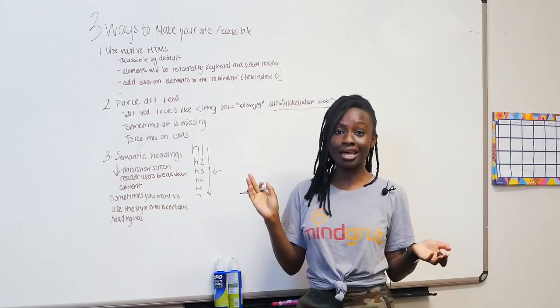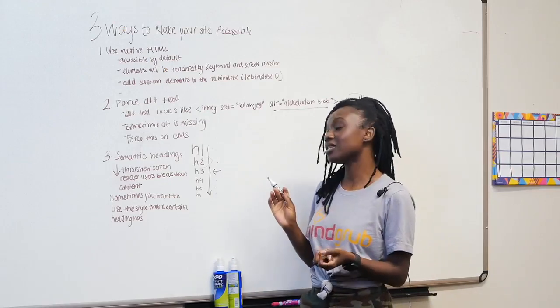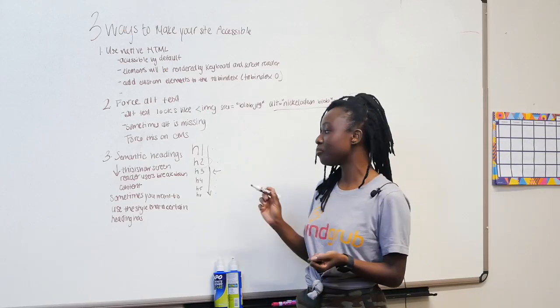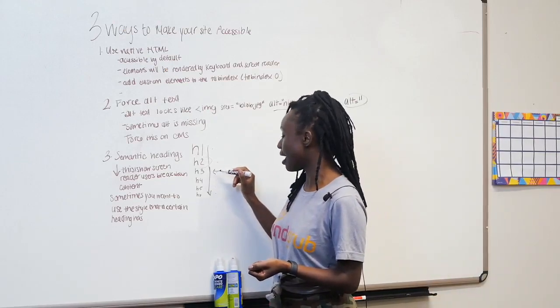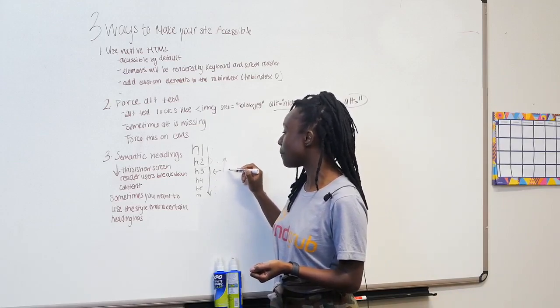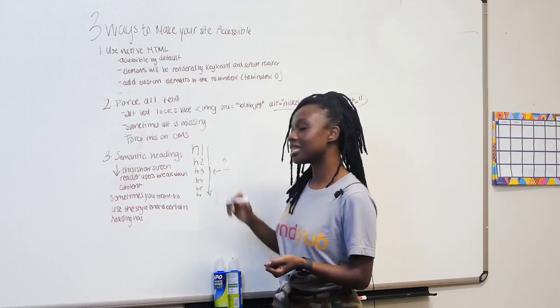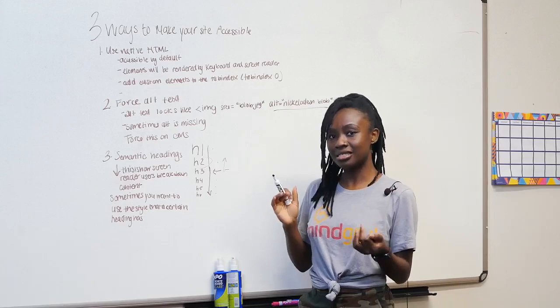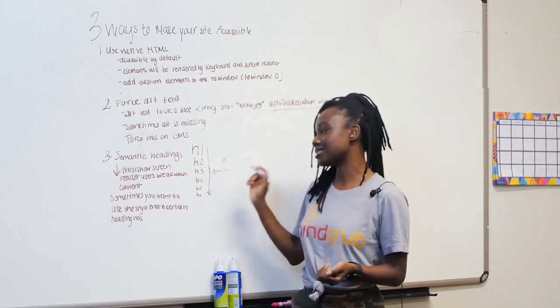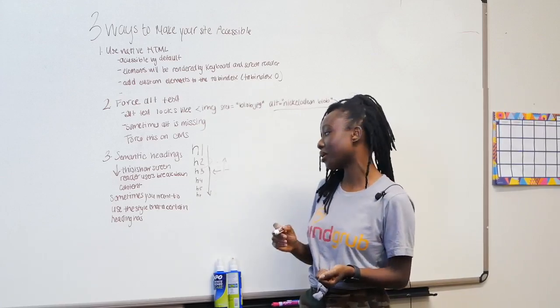So how do we go about that? How do we make sure that we can still maintain things visually, but make sure that the site is still accessible? Well, you can actually code it as an H2, but style it as an H3. That way, it maintains its visual aesthetic, but it is actually accessible and goes in semantic order.